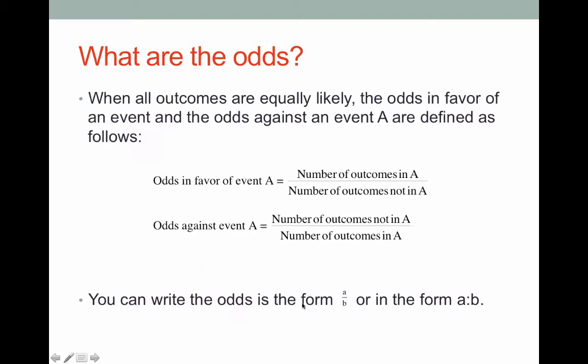You can write odds in the form of A over B or in the form A to B. And really, even when it's A over B, we say A to B. So the odds are 1 to 5.